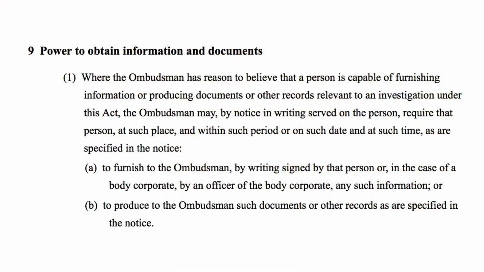Section 9 of the Ombudsman Act allows the Ombudsman to simply demand from any person, whether they're in government or not, any information and any documents and any records that are relevant to an investigation. Really broad powers. Now, that doesn't mean the Ombudsman is going to show those documents to you.